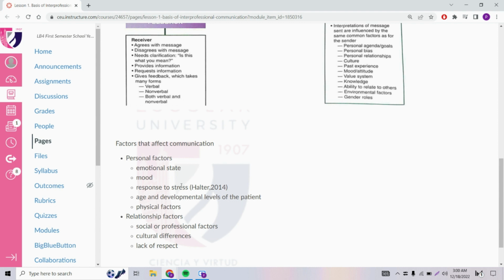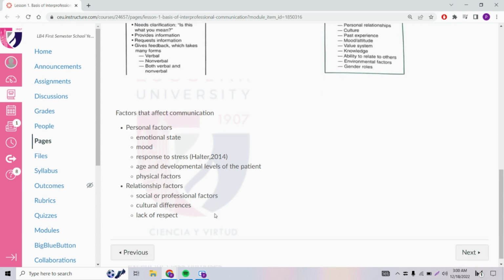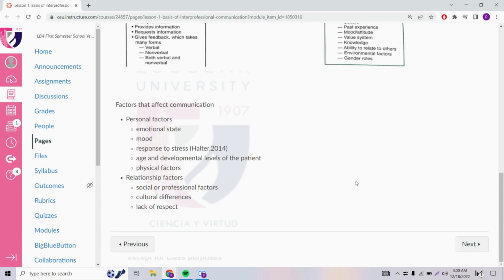Then you need to also consider physical factors, like is the patient obese? Is the patient thin? Those are some things you need to consider. Kasi kapag obese ka, they tend to be more shy. And when you're muscular, you tend to be too confident. So that's just some social cues. Then relationship factors, social or professional factors, like and cultural differences and even lack of respect. So these are some of the factors that affect communication.